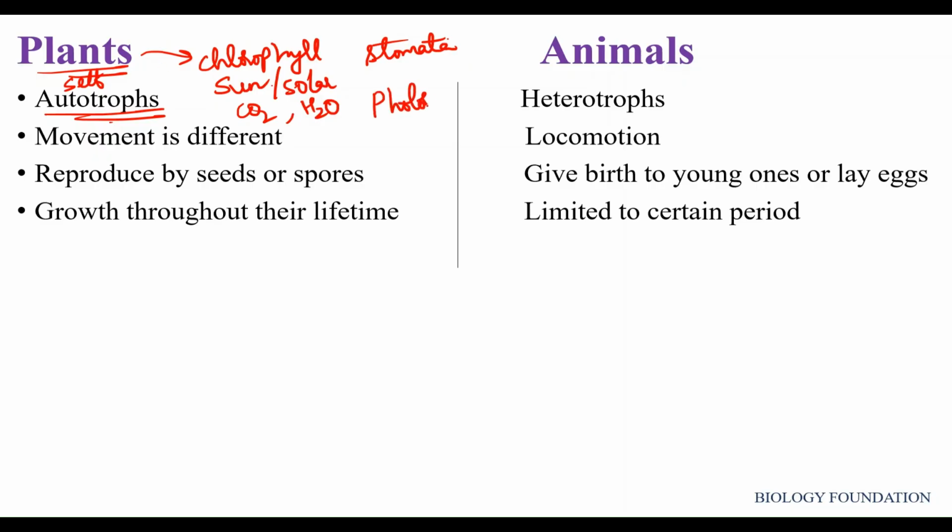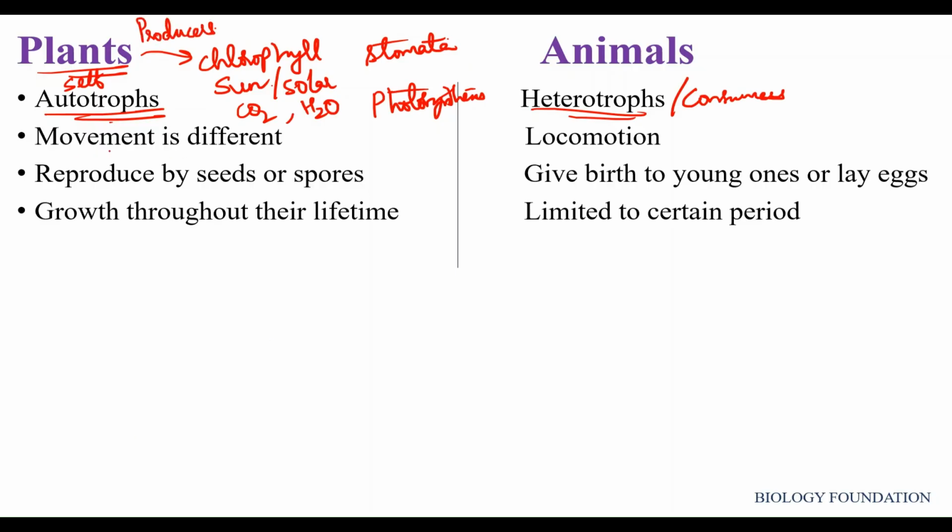This process is called photosynthesis. Animals, unlike plants, cannot prepare their own food. They depend on plants for their food. Hence, they are called consumers or heterotrophs. Plants are also called producers.